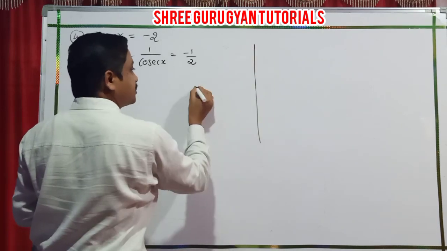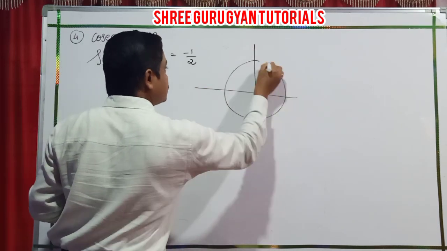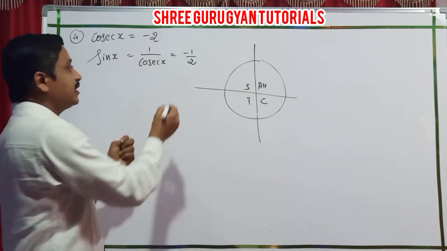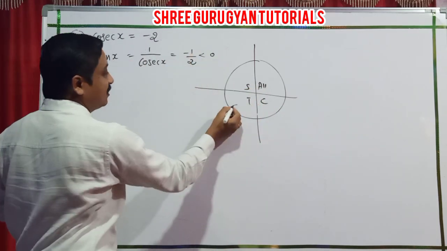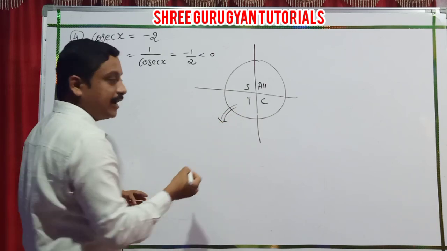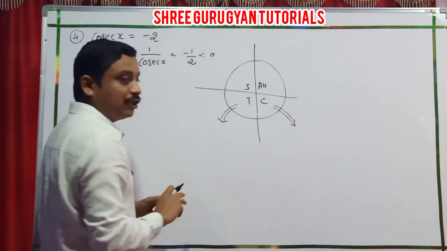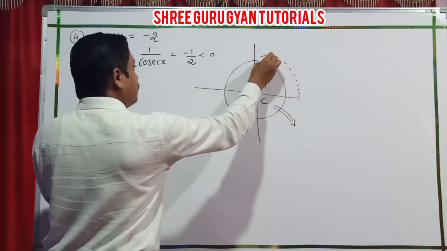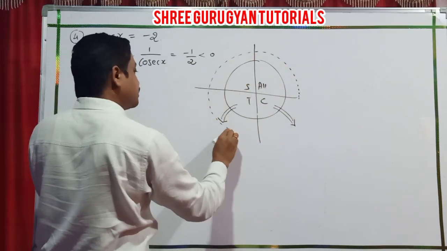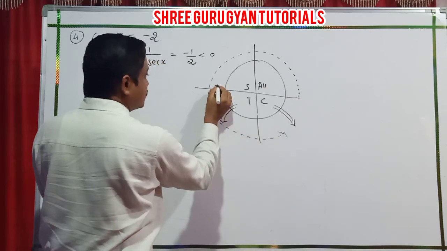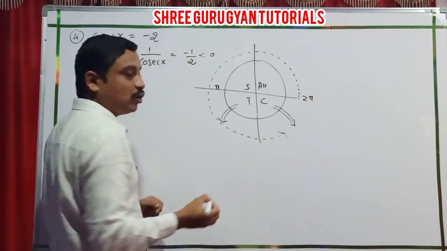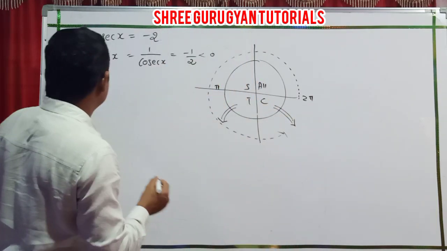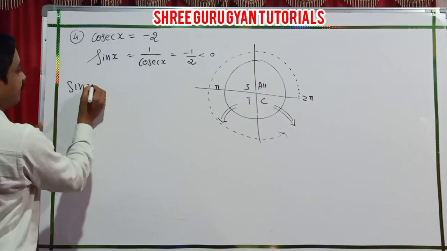The same drawing I explain, students. In the ASTC diagram, where is sin x negative? Sin is negative either in the third or the fourth quadrant. So I just rotate anti-clockwise: here pi plus, and here 2 pi minus. Only one rotation you cover for a principal solution. So students, here sin x is equal to -half.